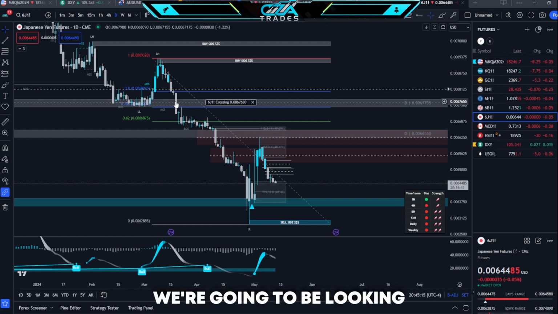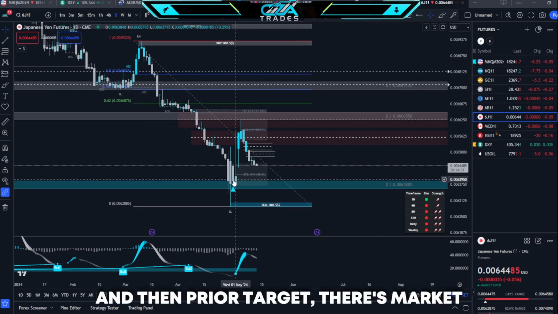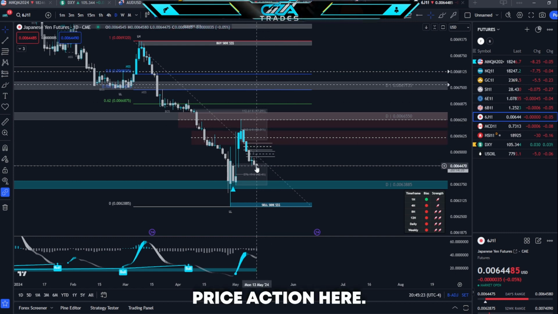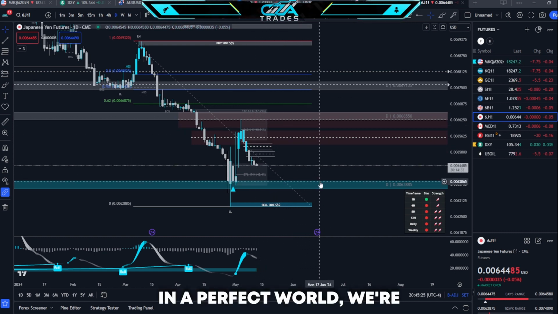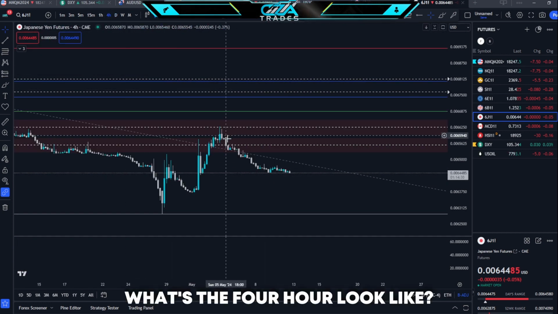0.0067630. We're going to be looking to short that right there. Continue with the trend. Right? And then probably target this market structure low over here. Price action here. Boom. In a perfect world, we're looking at that on the daily. What's the 4-hour look like?